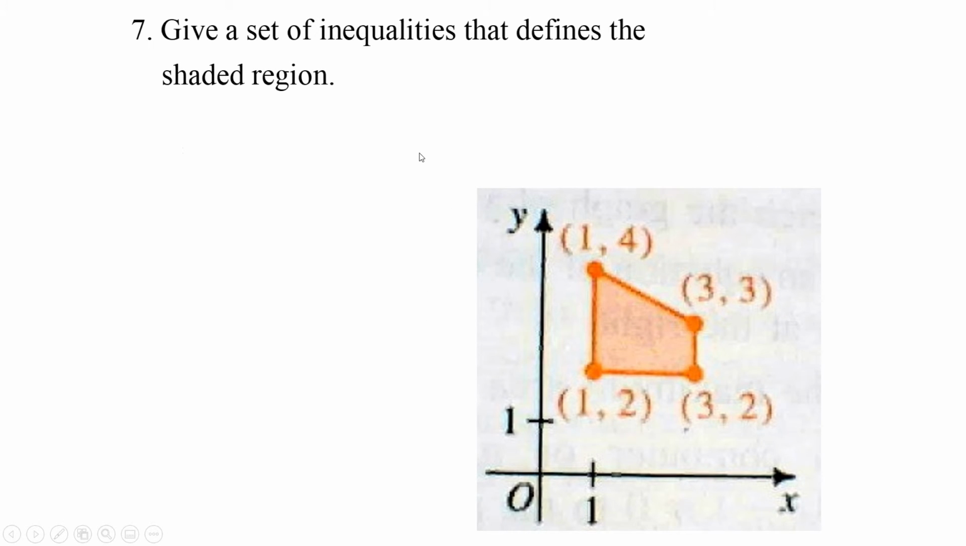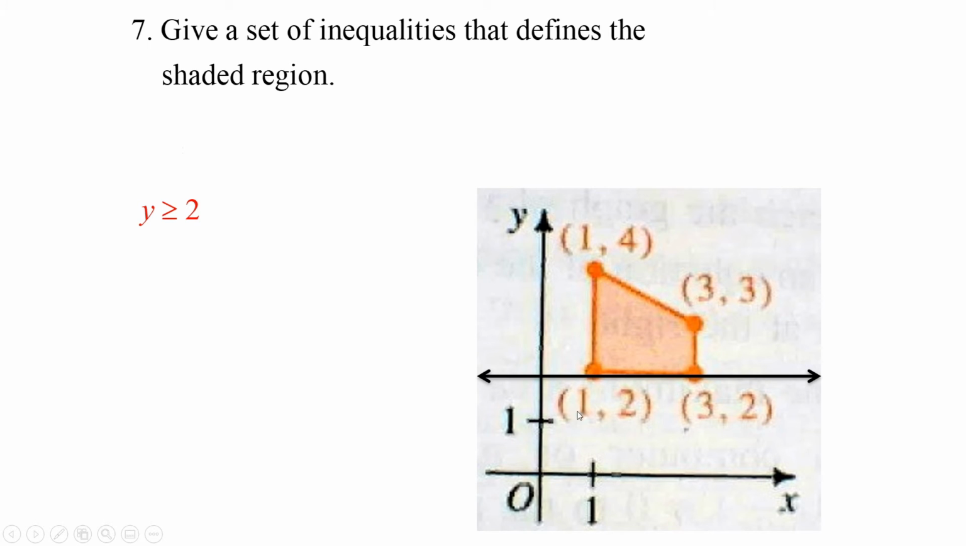Okay. Number 7 then. Give a set of inequalities that defines the shaded region. All right, well, look at the boundary lines of the shaded region. Okay, well, I've got to be above that horizontal line, so that'd be y is greater than or equal to. All right, and what is that? Well, the y has to be greater than or equal to 2. Okay, again, so that is everything above this horizontal line, including that horizontal line.